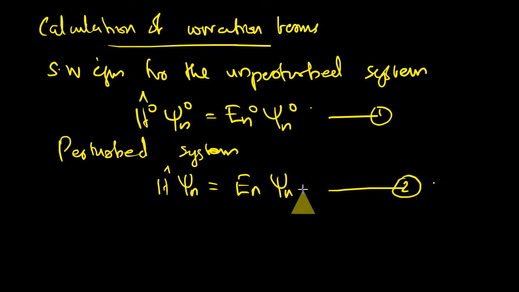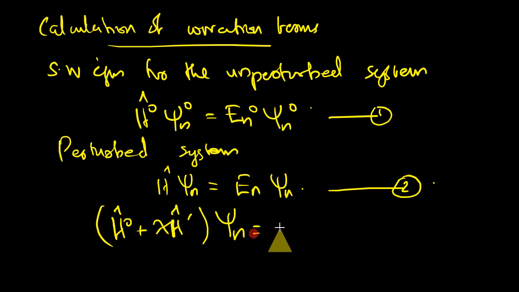And we can again expand this H cap as H cap 0 plus lambda H cap dash, where H cap 0 is the Hamiltonian of the unperturbed system, and lambda H cap dash represents the perturbation term in the Hamiltonian. So H cap 0 plus lambda H cap dash, acting on psi n, is equal to En psi n. That is equation number 3.